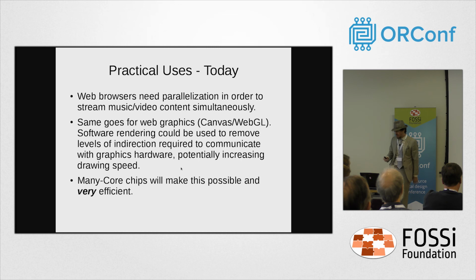So yeah, so practical uses. Web browsers need parallelization in order to stream music and video content simultaneously, and the same goes for web graphics, if you're using Canvas or WebGL. So software rendering could be used to remove these levels of interaction required to communicate with the hardware and potentially increase the drawing speed. So you could have browsers that have a free libre open source renderer embedded within them, so that there's nothing deferred in that process. And ManyCore chips will make this possible and very efficient.